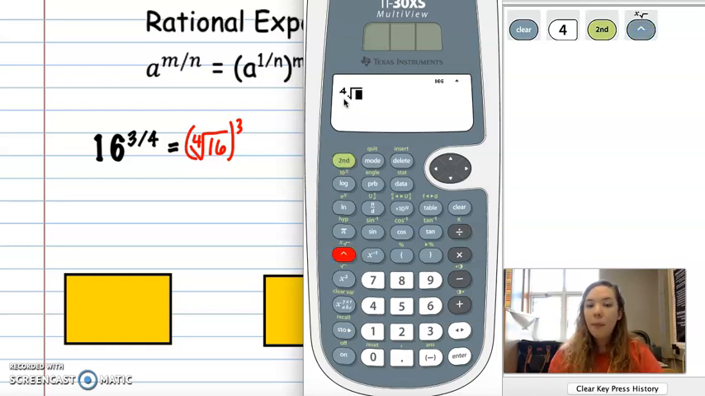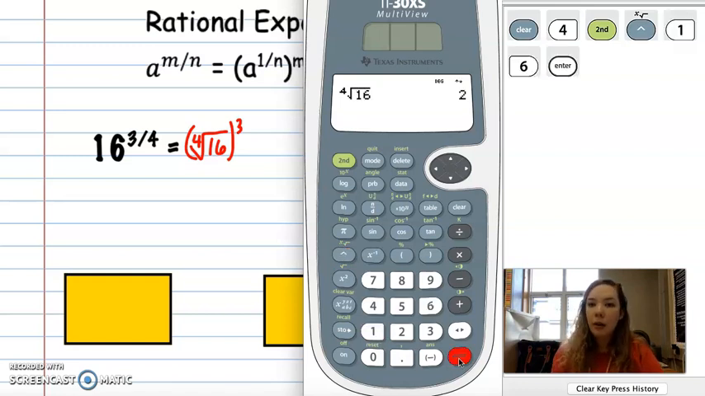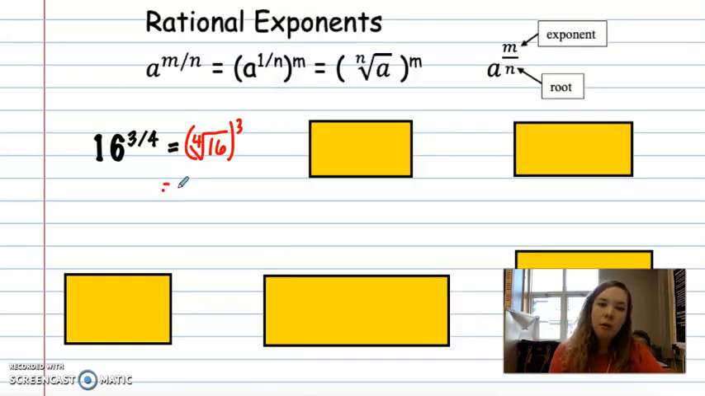If it doesn't shrink up, then you probably hit this key, which would be 4 times the square root, but we want the one where it'd be a fourth root. So there is a difference. And then we can type in 16. That'll give us 2. So then at this point, we would have 2 cubed, which is 8.